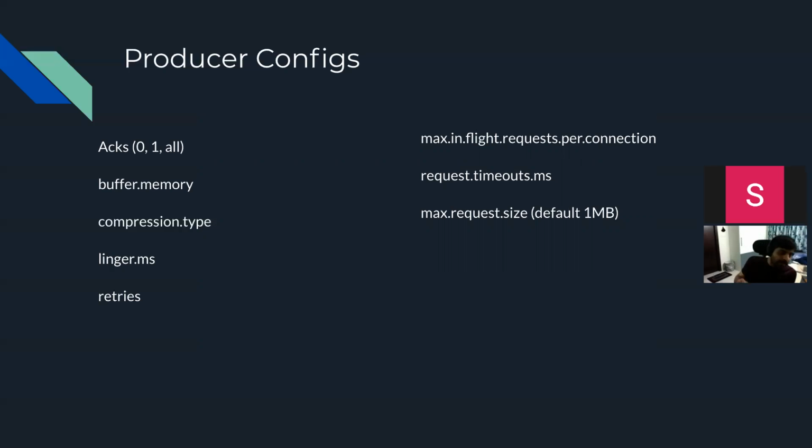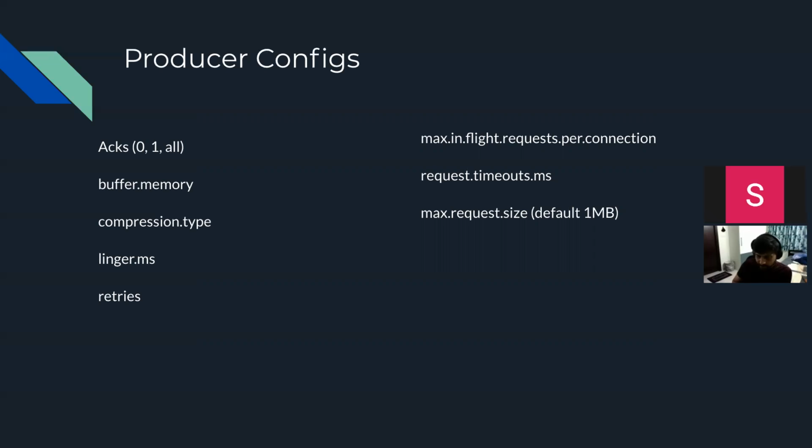Linger.ms. So linger.ms is a configuration which tells how long the Producer API will wait to push that message into the broker. I think the default value is 0. We can quickly check later.